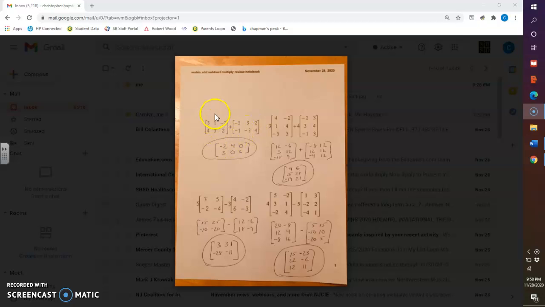consistent spots. 3 and -5, -2. 1 and 3 is 4, -2 and 2 is 0. 4 and -1 is 3. 3 and -3 is 0, 2 and 4 is 6.